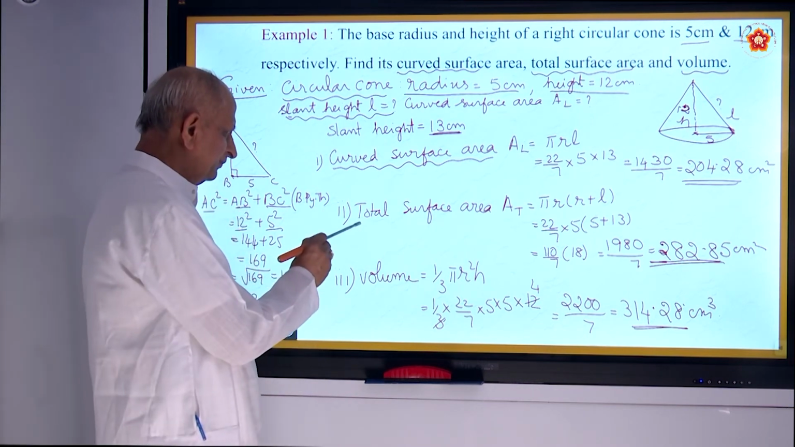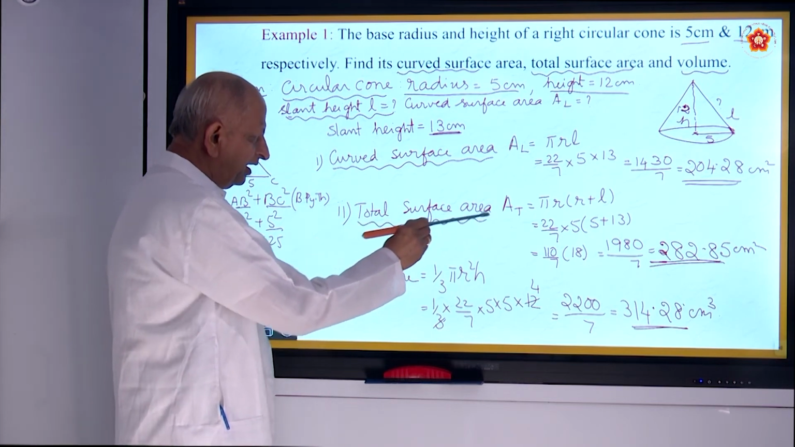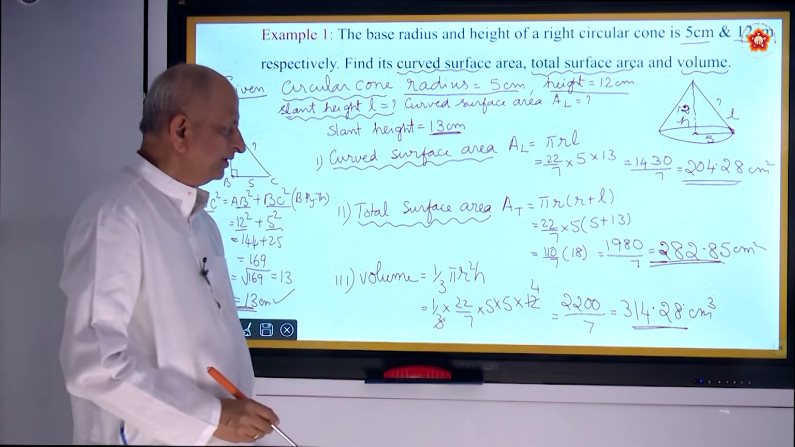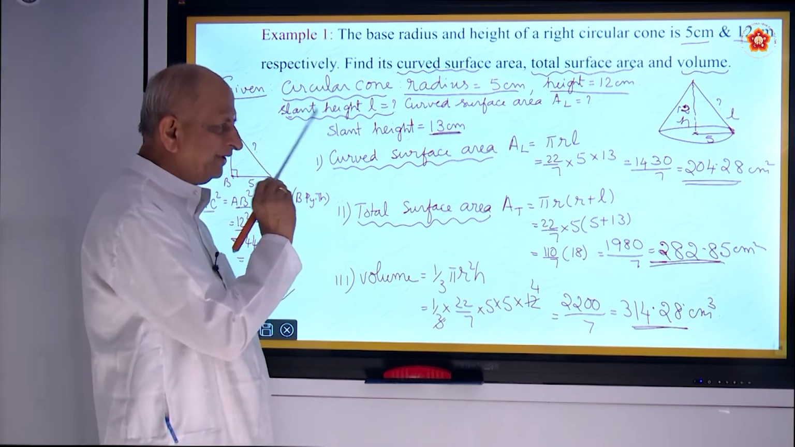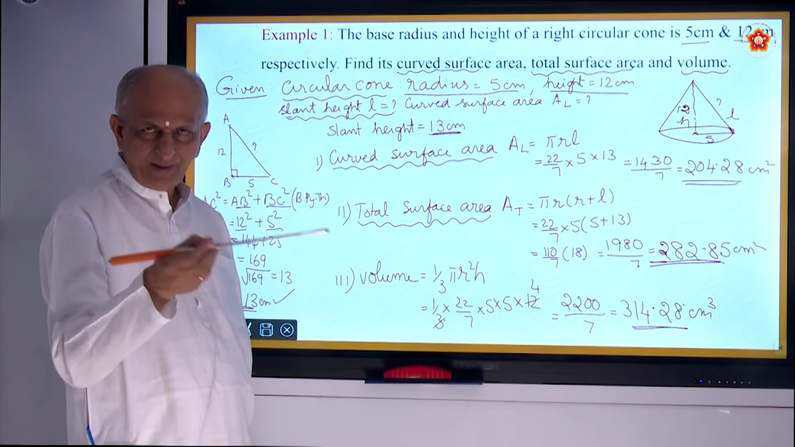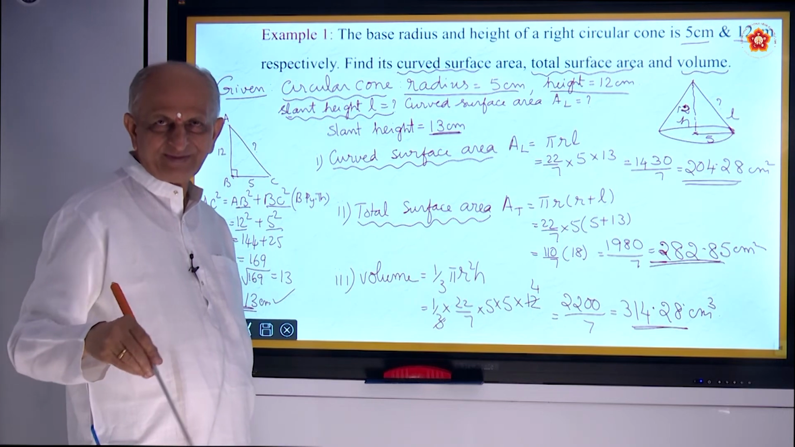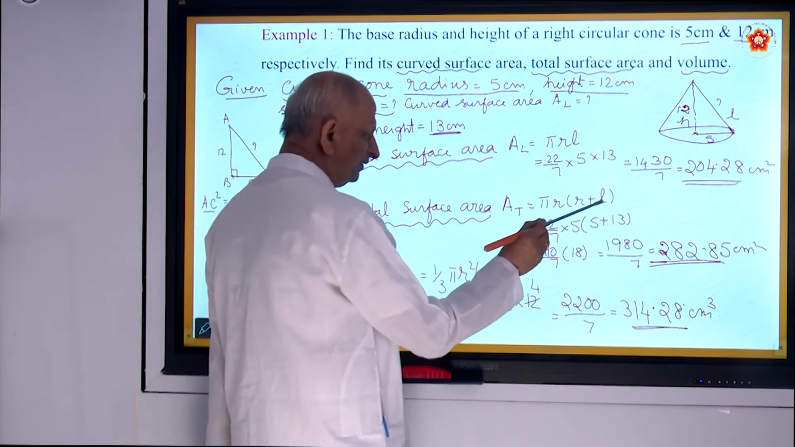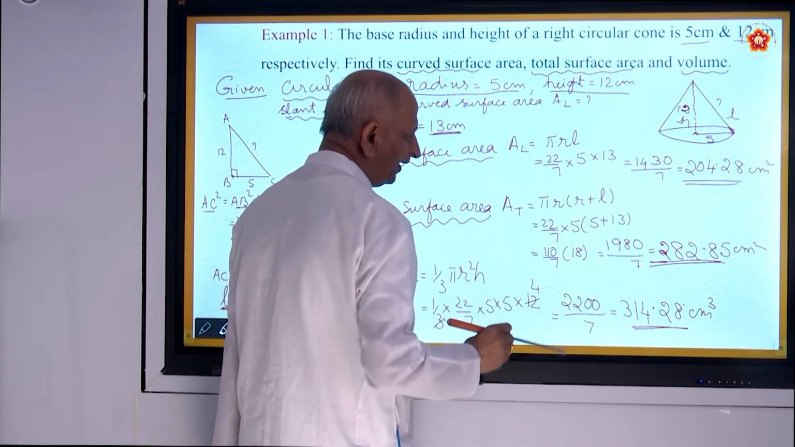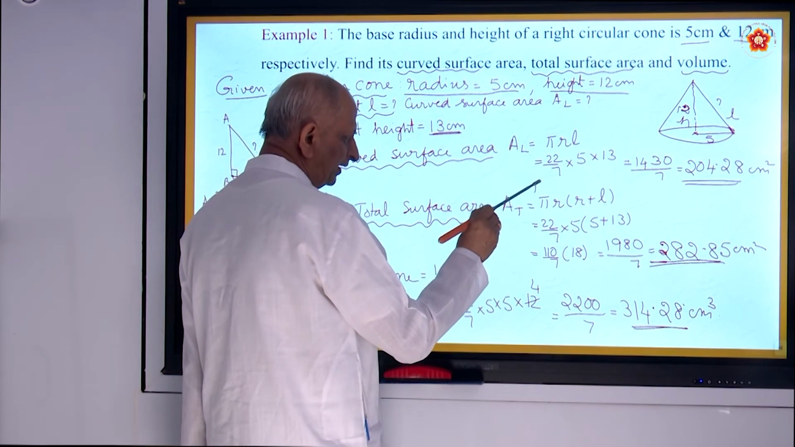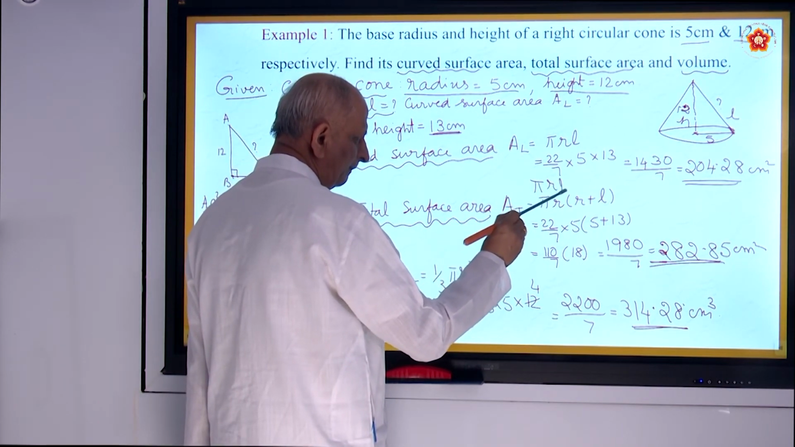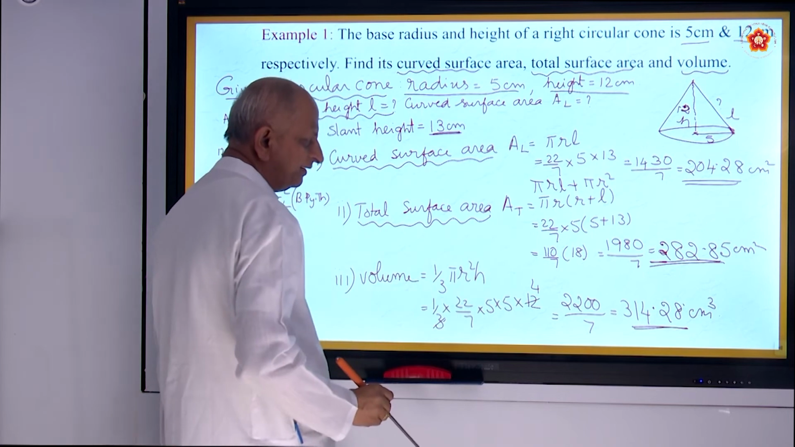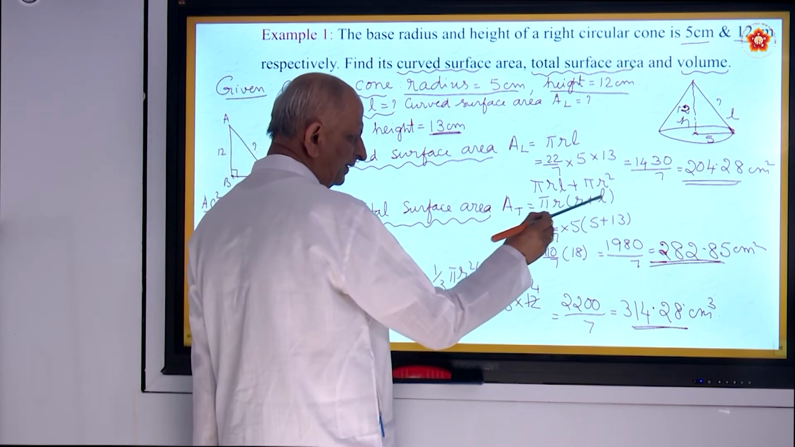So, second question, what is the total surface area? We call it AT just to make a difference. What do you mean by total? The curved surface area surrounding plus the base. What is the shape of the base? The shape of the base is a circle. So, how did you get this formula? Pi R L plus pi R square. In that we have taken pi R outside. So, you get pi R into R plus L.